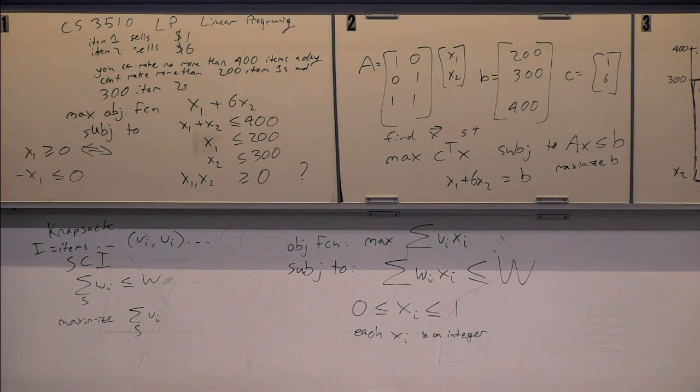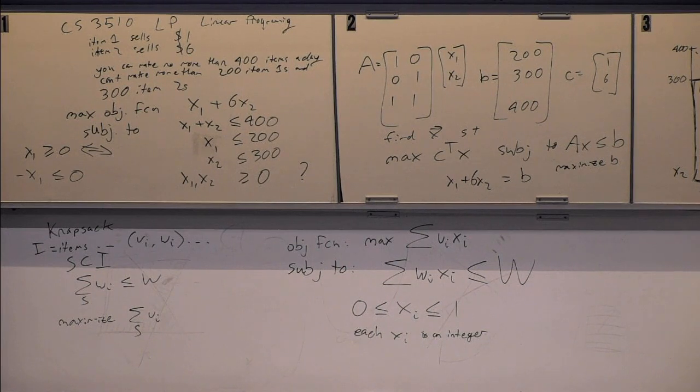Do we agree? Each x_i corresponds to whether or not you choose item i. So this is an LP for knapsack. Questions on if this is correct? So if you have an algorithm to solve LP, you have an algorithm to solve knapsack. Would you agree? Every knapsack can be solved by a general LP algorithm.